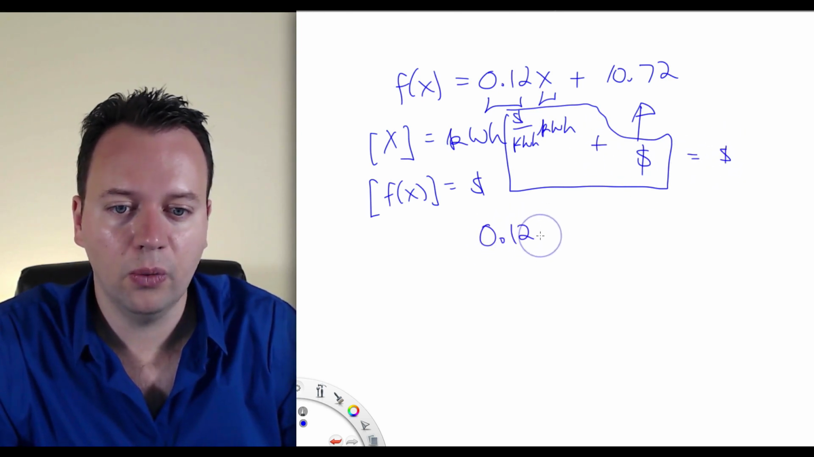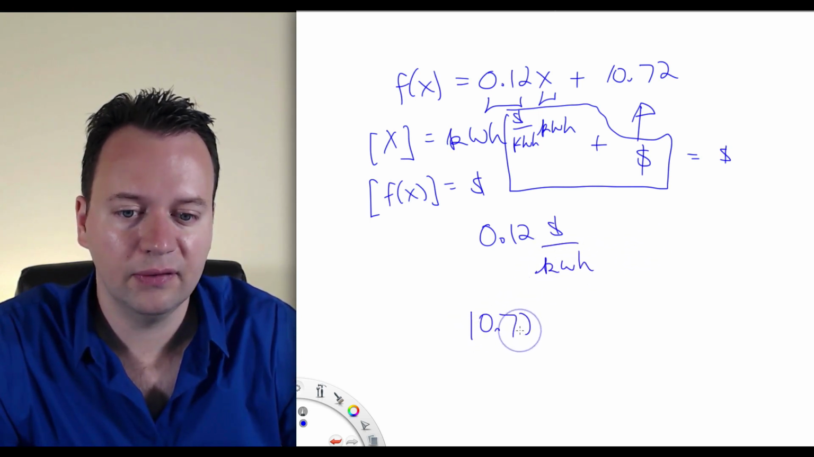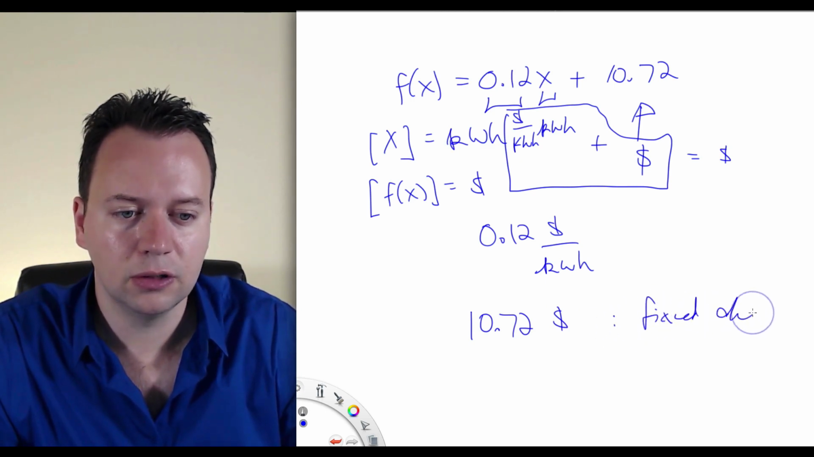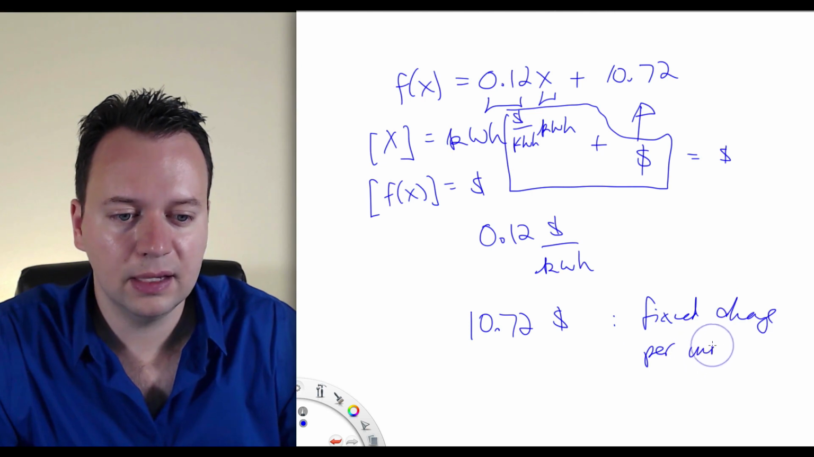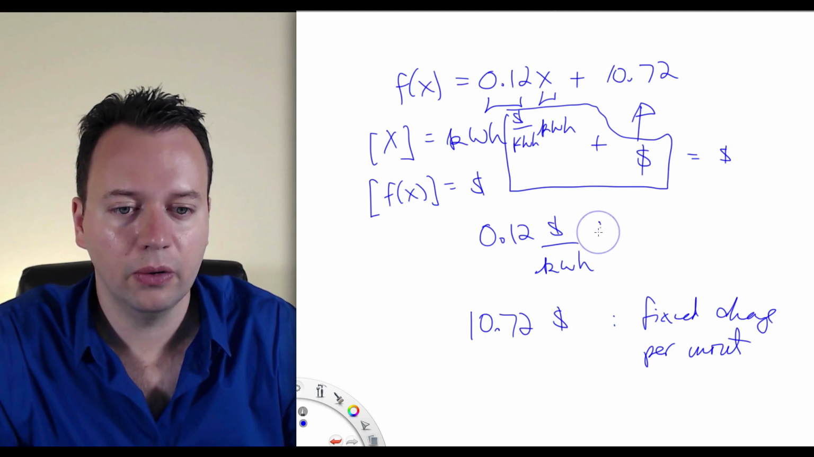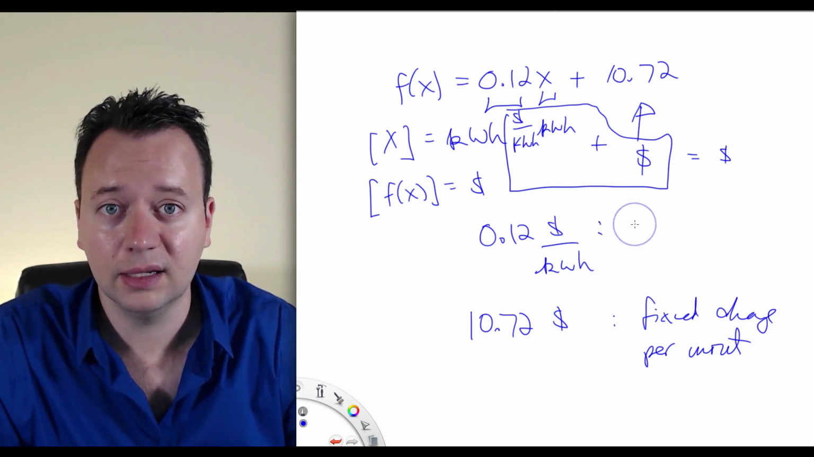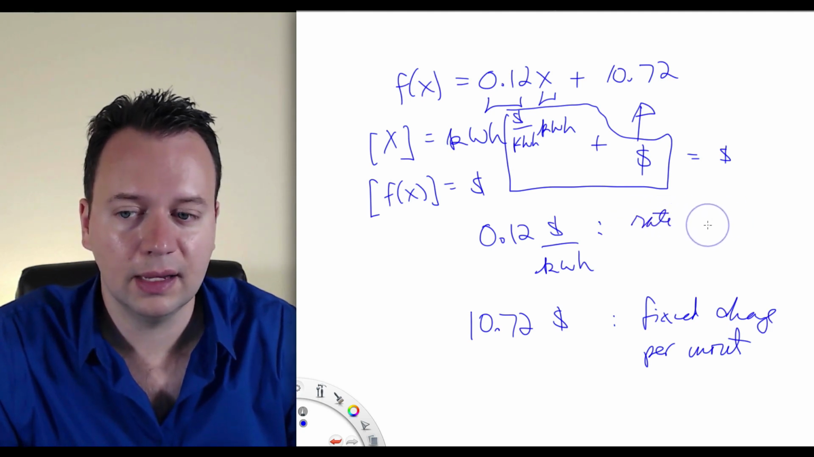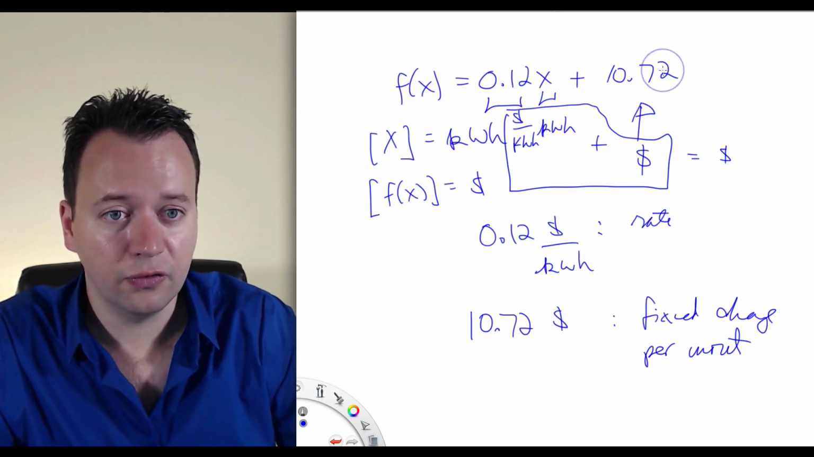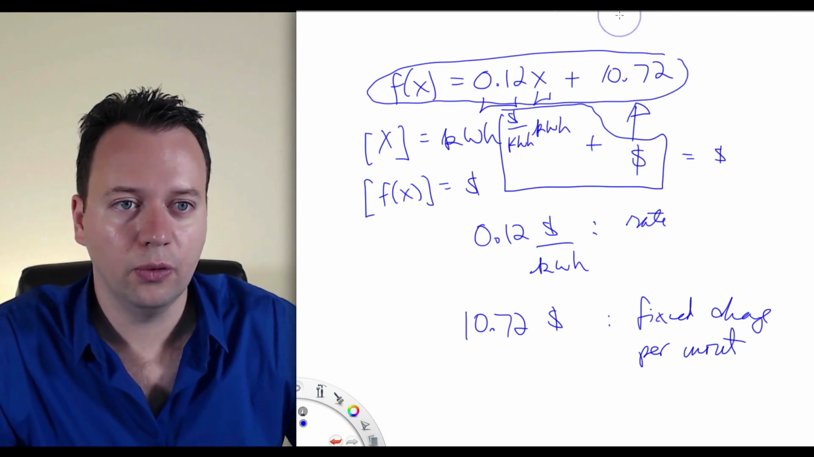So it's 0.12 dollars per kilowatt hour, and then it's 10.72 dollars. The 10.72 is your fixed charge per month. This is the amount that's charged regardless of how much electricity you use or consume. And then the 0.12 dollars per kilowatt hour is basically the rate. That's how much each kilowatt hour of electricity costs. And so this gives us our linear function for the given problem.